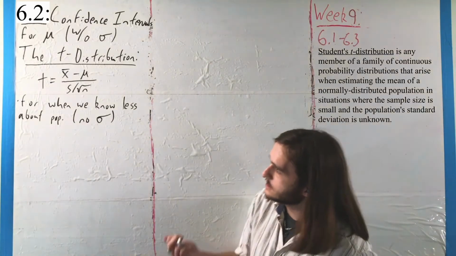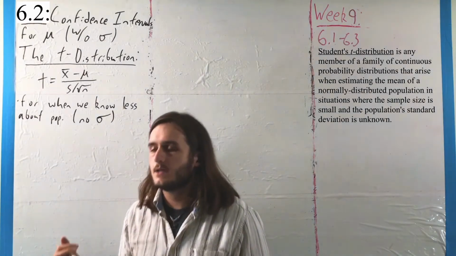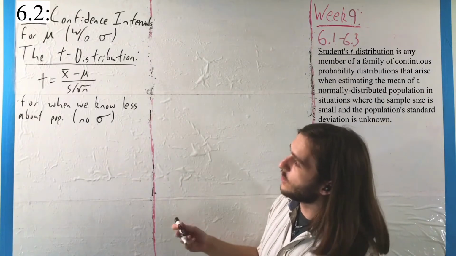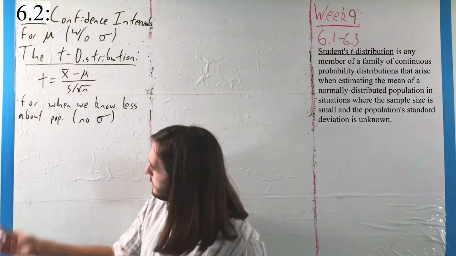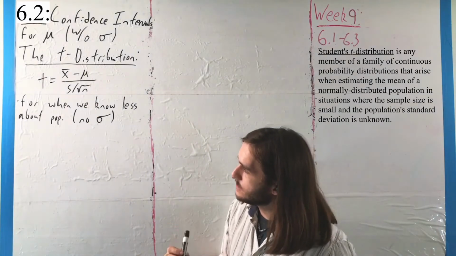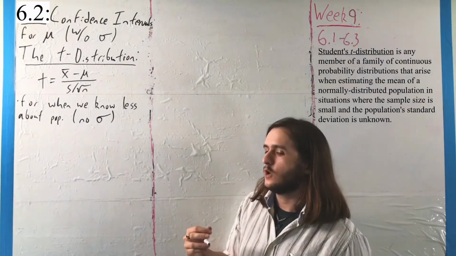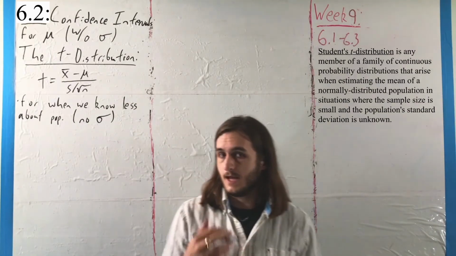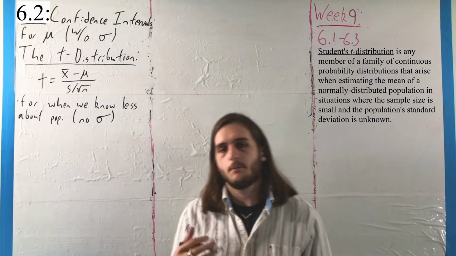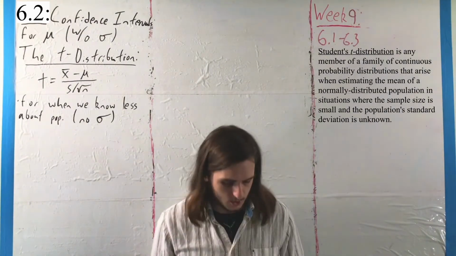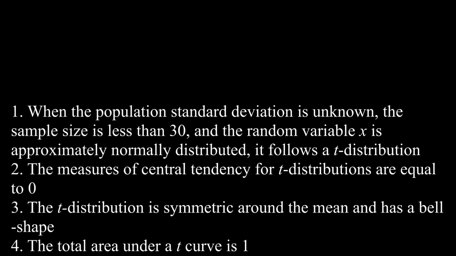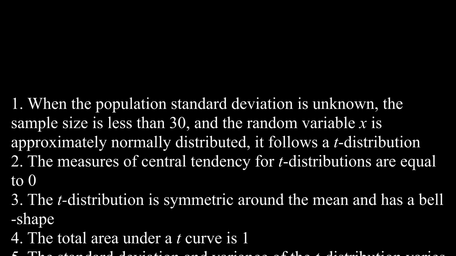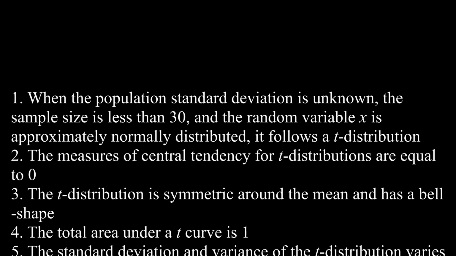But in this case, we can talk about something like a z-score in the context of the central limit theorem, but we instead here call a t-score, where our t-score has the value x bar minus mu, but now divided by s over root n. So something very much like a standard error, but instead in terms of s. In general there are a few important properties to know about the t-distribution: when sigma is unknown, the sample size is less than 30, and the random variable x is approximately normal, it follows a t-distribution.